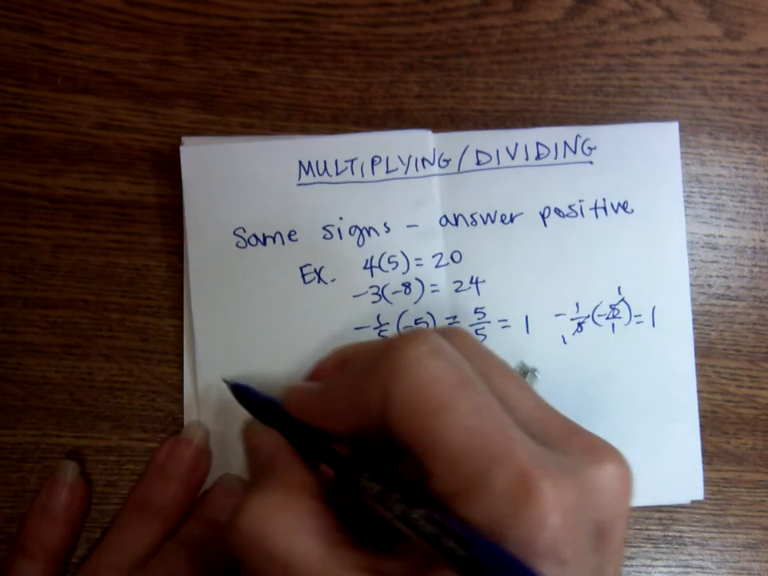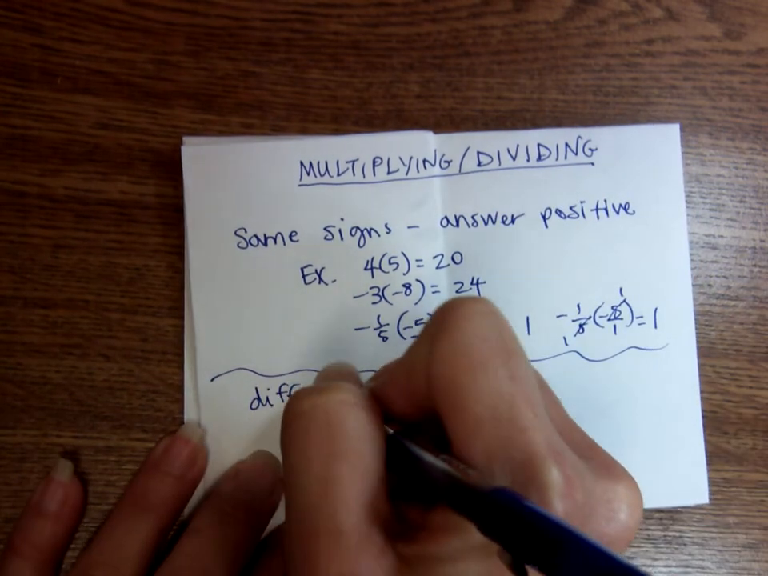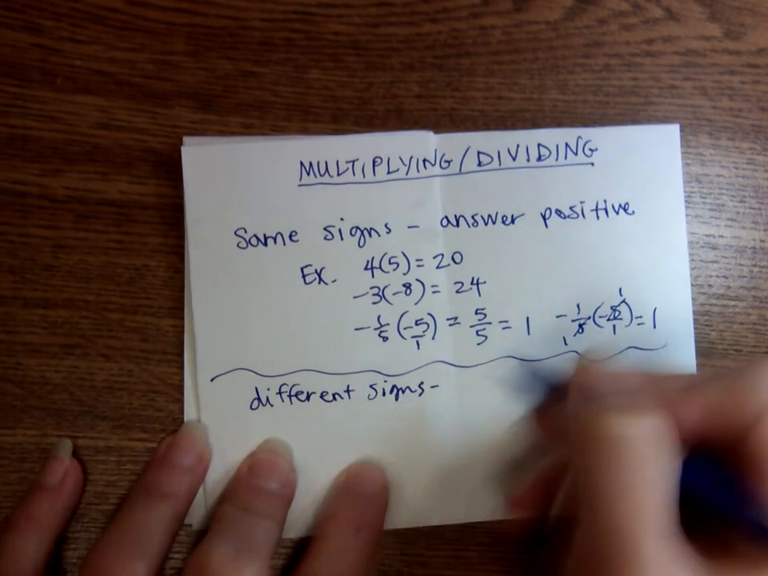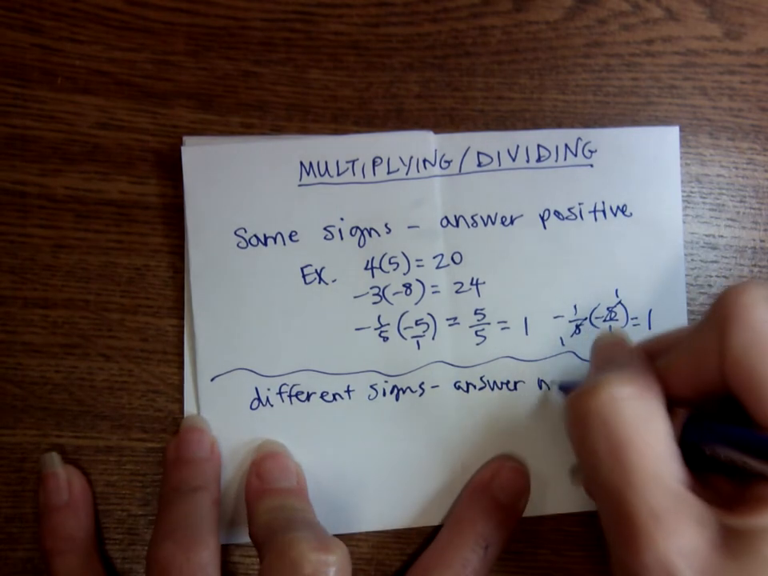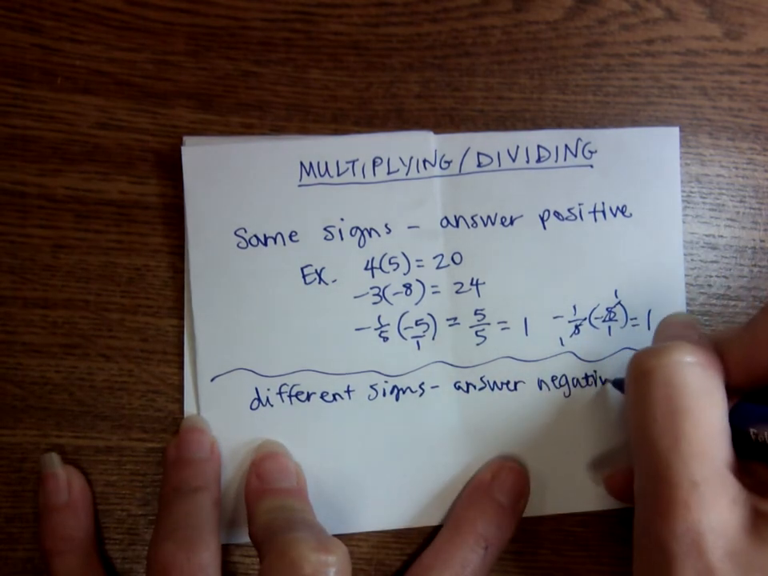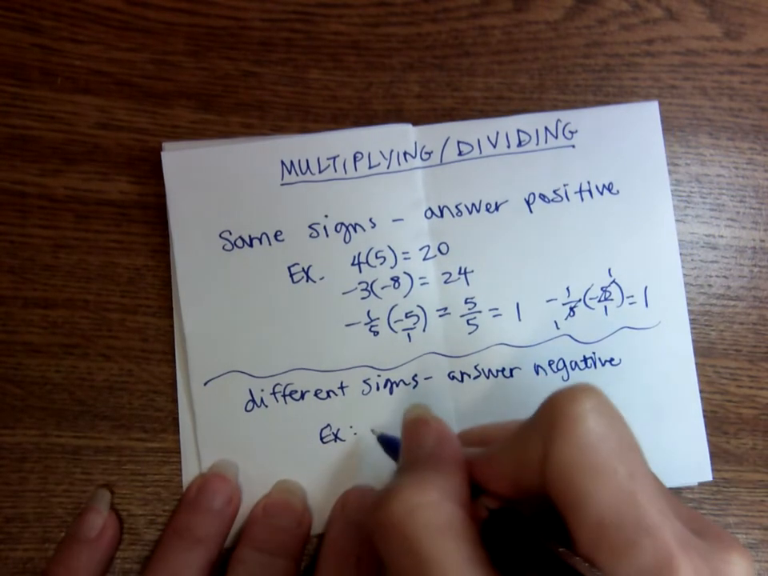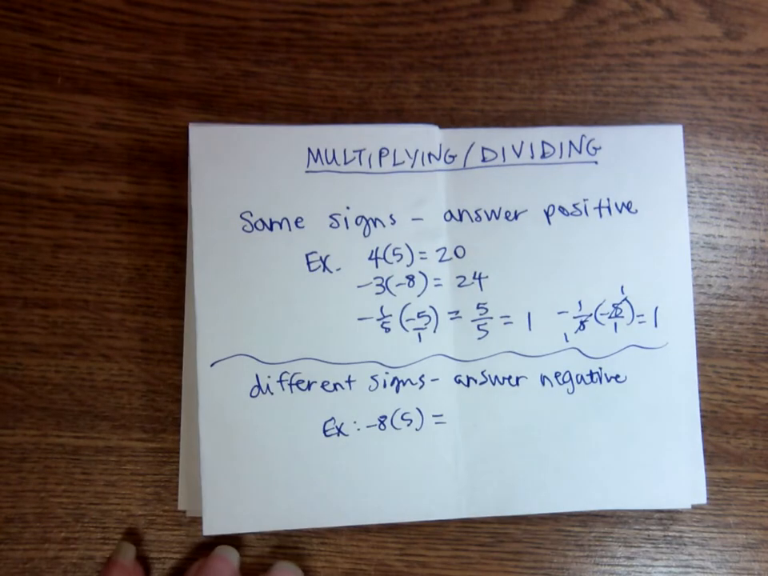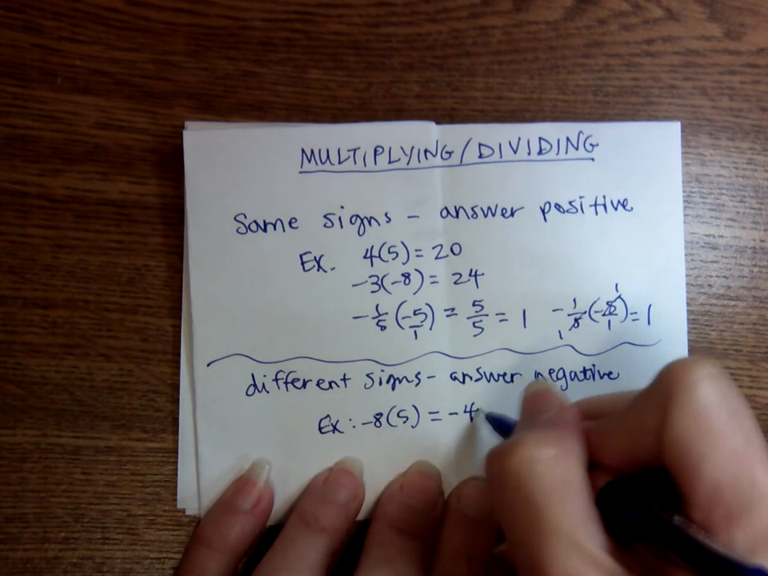All right, so then we also have what happens if you have different signs. Your answer is negative. Now this is only with multiplying and dividing. Got to keep your rules straight. So an example of that would be negative 8 times 5. Notice that they are different signs, so you're going to have an answer of a negative. So this would be negative 40.